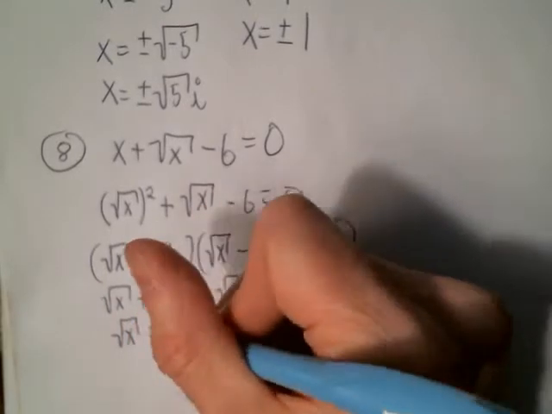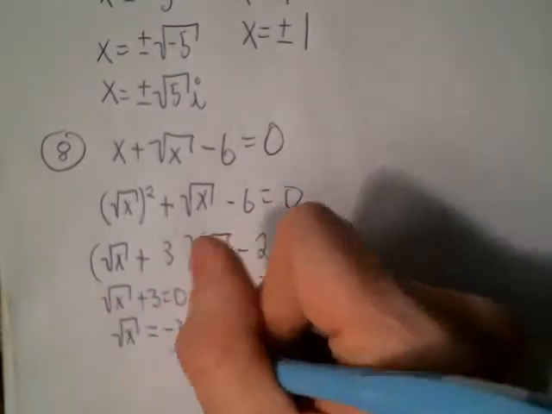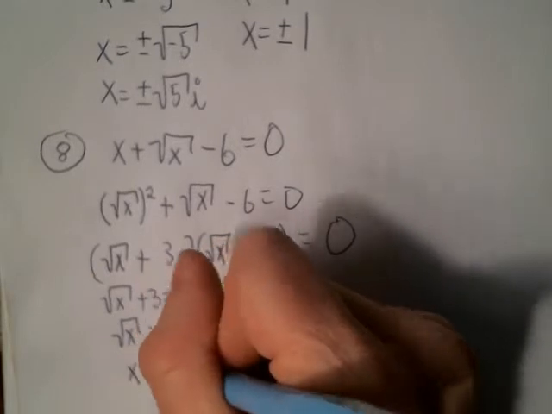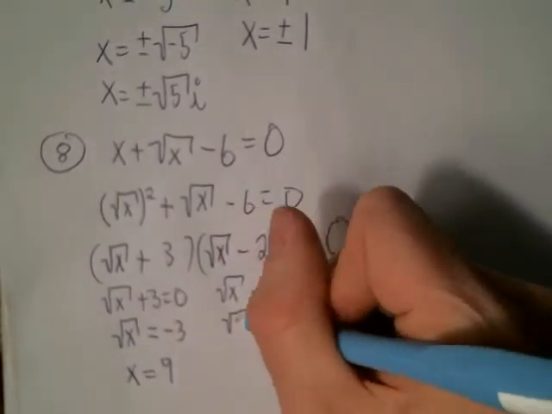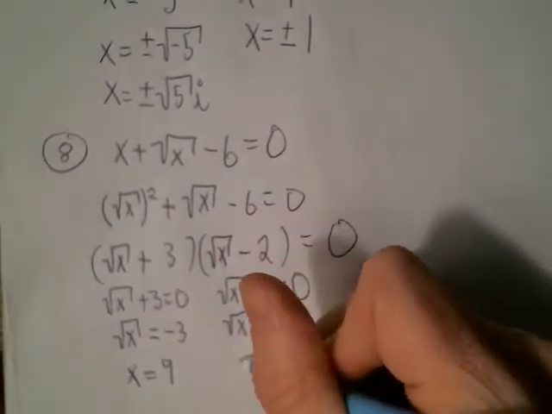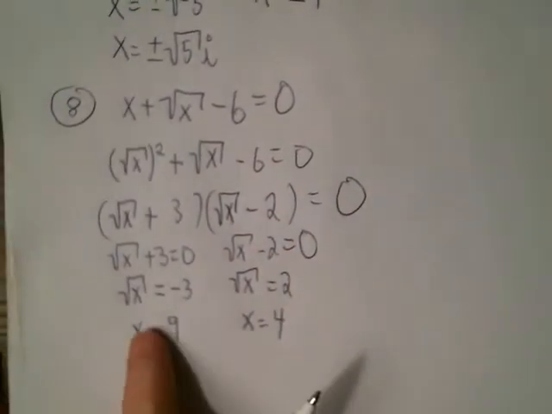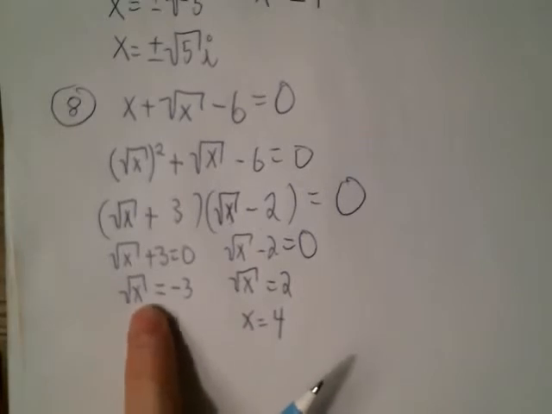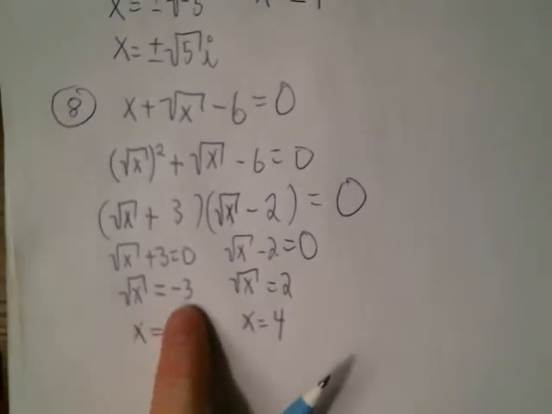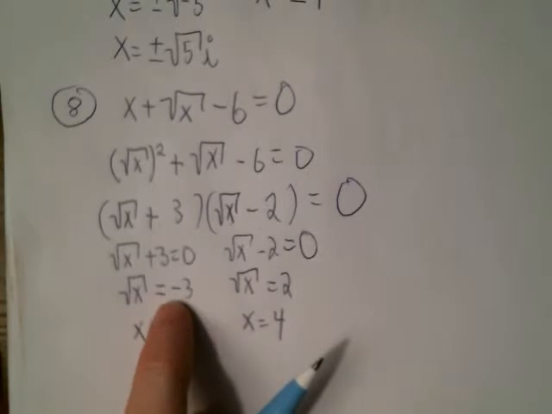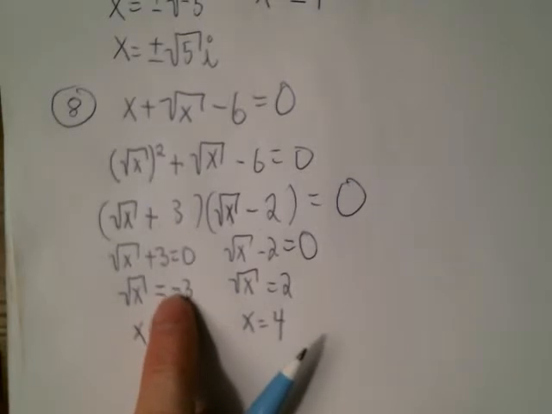So here I have square root of x is -3, and if I square both sides, we'll get x is 9. Over here, square root of x is 2, and if you square both sides, x is 4. Very quickly, right here, there's kind of a red flag. You'll never have the square root of something being negative, so I think this solution will not work. Okay? But we check anyways.